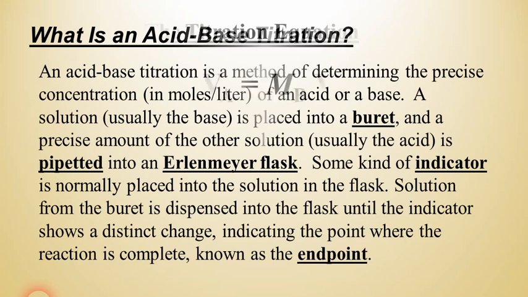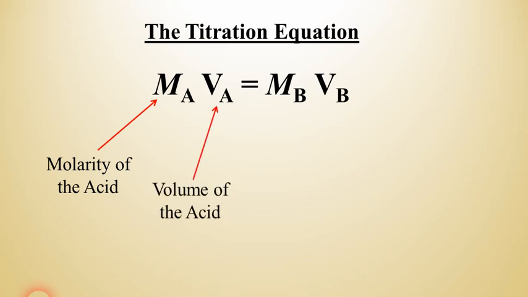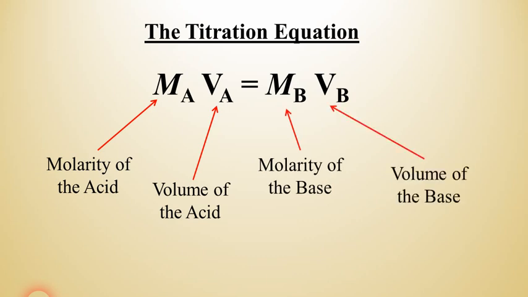Now, the most fundamental equation we use in acid-base titrations will be this equation right here. This is the titration equation: MAVA equals MBVB, where MA is the molarity of the acid, and so often that's what we're trying to determine. VA is the volume of the acid. MB is the molarity of the base, and VB is the volume of the base.